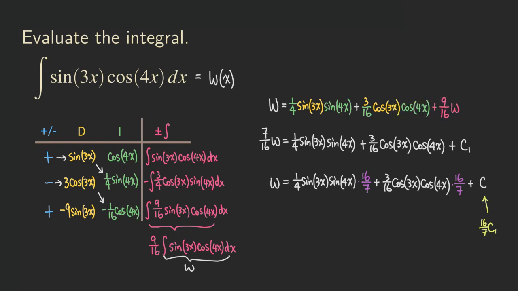Okay, so now let's clean up the answer. We are going to just start crossing out some stuff right here. The 4 and then the 16 get canceled, and that becomes a 4 here. And then the 16 and the 16 will get canceled. So our final answer will be W is equal to 4 over 7 sine of 3x sine of 4x plus 3 over 7 cosine of 3x cosine of 4x, and then plus the C. And that's our final answer.